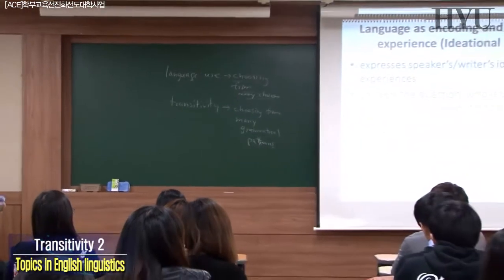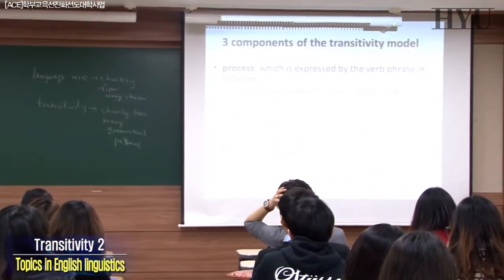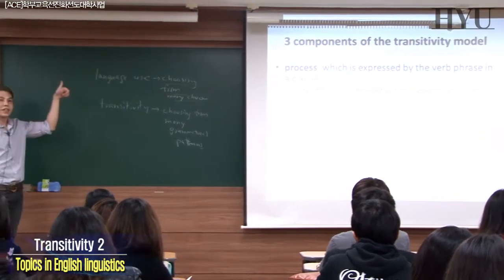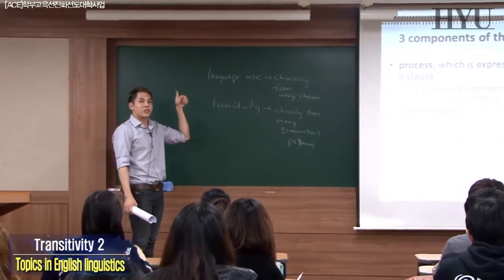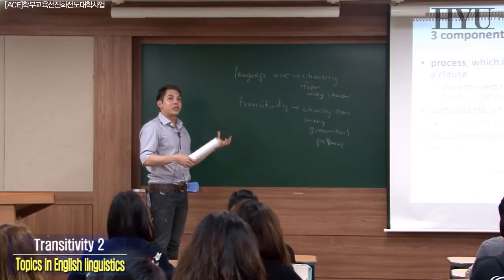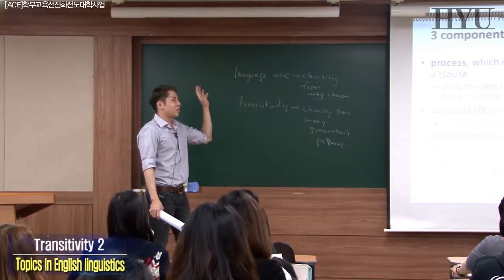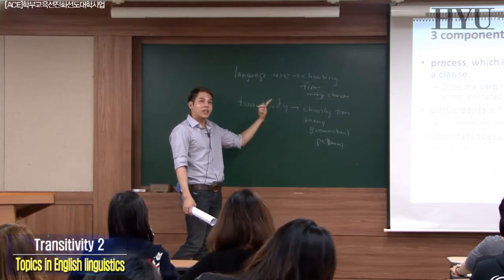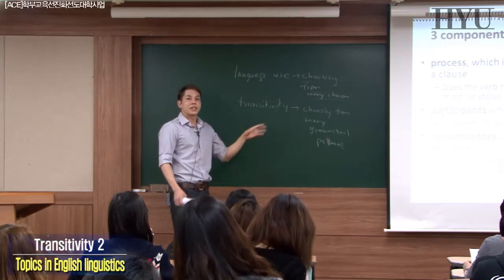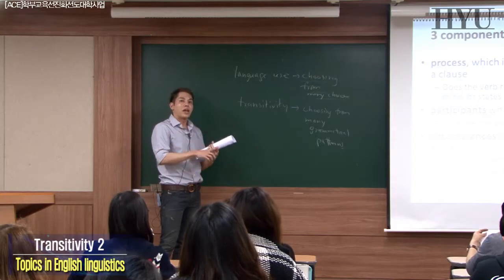Let's see. And when we do transitivity analysis, we look at three things, right? We look at the process, what type of process the writer or the speaker is choosing. The process refers to the verb. What kind of verb is he or she using? We look at the participants who are involved in the process, the actor, the agent, the carrier, and so on. And also we look at the circumstances, things that give you extra information about why, about when, about where, and so on, okay?